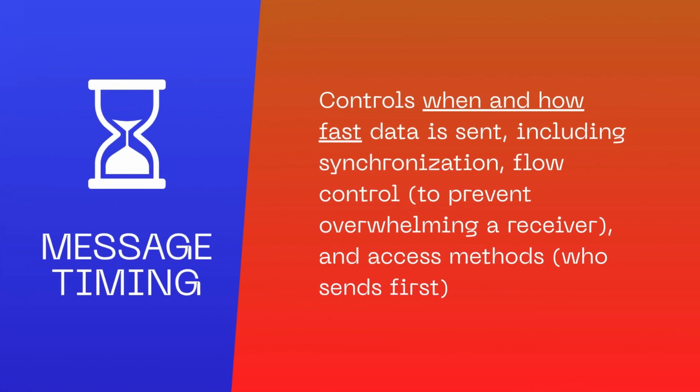Next, we have message timing. This rule controls when data is sent and how fast it moves. It prevents network congestion and ensures that devices take turns sending data. It also keeps communication synchronized so that no device gets overwhelmed.